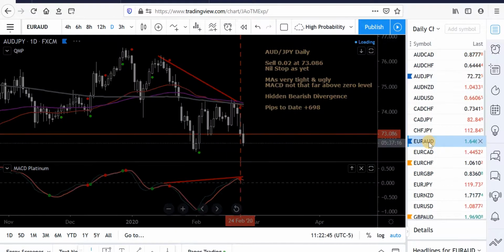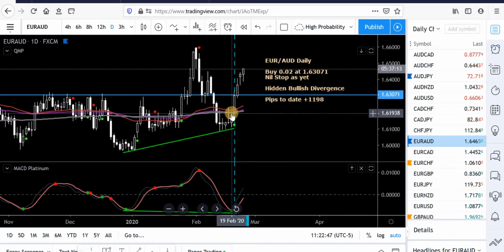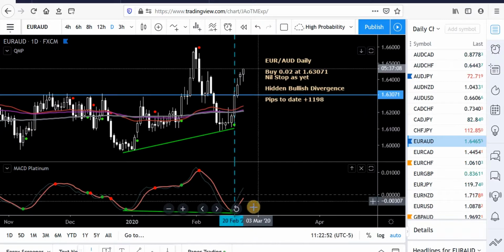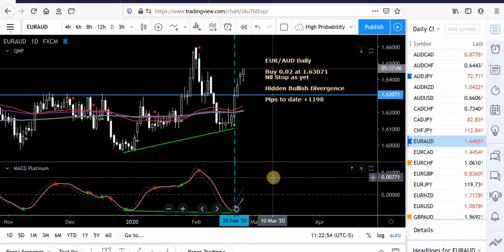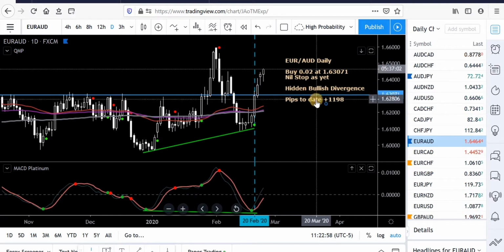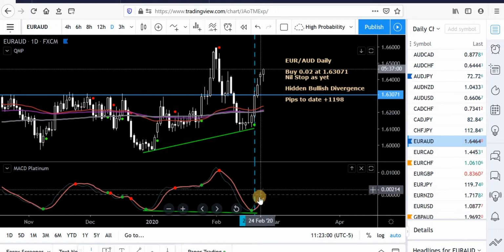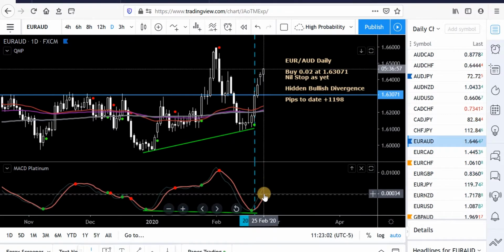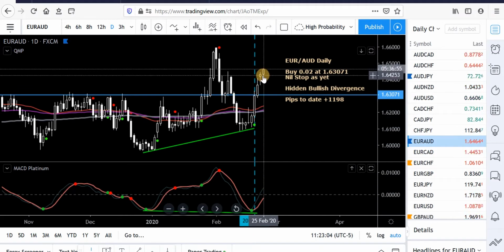So Euro Oz, took a buy a few days ago in this area here. You can read my notes. MACD still below the zero level, a little bit hard to see, but there it is. And going up nicely. Once that orange line breaks through the zero level here on the MACD Platinum, I'll look at closing half out, place the stop.